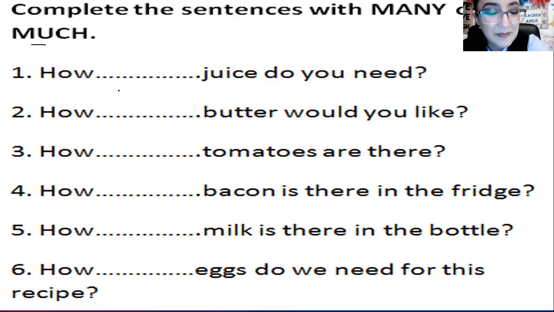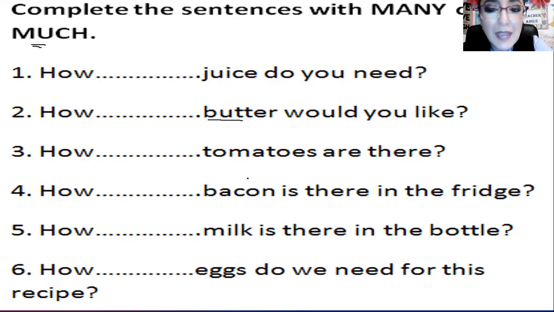Number two, I don't know what butter would you like? What could it be? Exactly. How much butter would you need? Yes, we are going to have much here, because remember that butter is uncountable. It is not going to be countable because I can cut it into small pieces. That is the situation. Much, one more time.